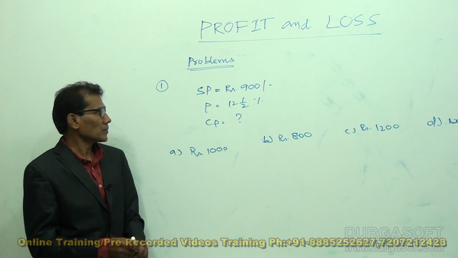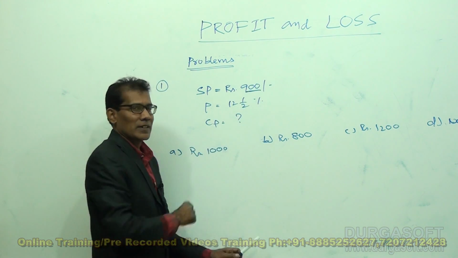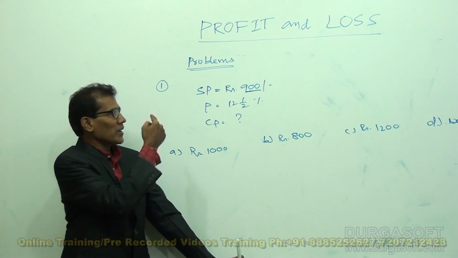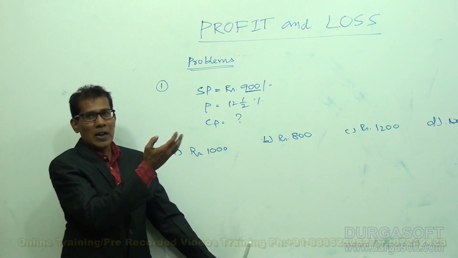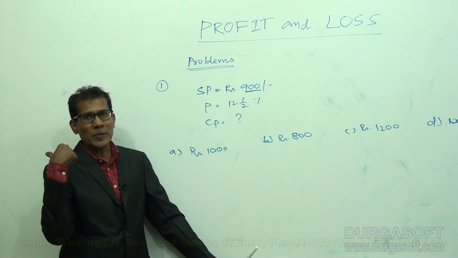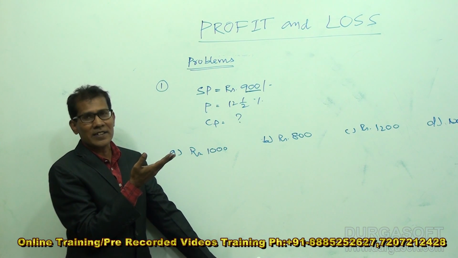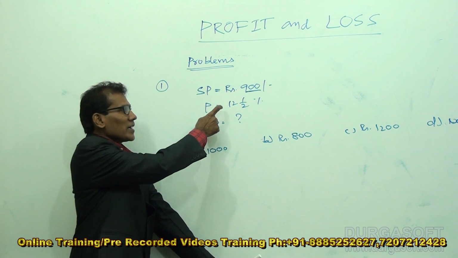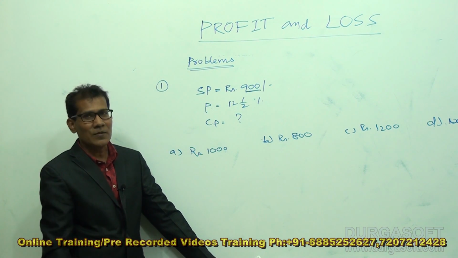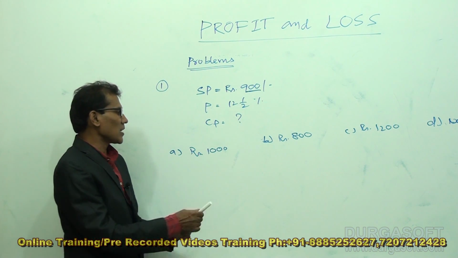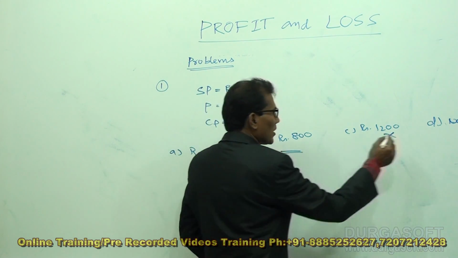See, in this question, selling price is 900 rupees, means I sold it for 900 rupees, I am in profit. So my cost price should be less than 900, or 900, or more than 900? My selling price is 900, I am in profit, that's why my cost price should be smaller than 900, then only I can make a profit. If my cost price is more than 900, I will be in loss, but according to the question there is a profit, that's why cost price should be less than 900. So just go through the options: 1000 rupees cannot be your answer, and 1200 cannot be your answer. It must be either 800 or none.